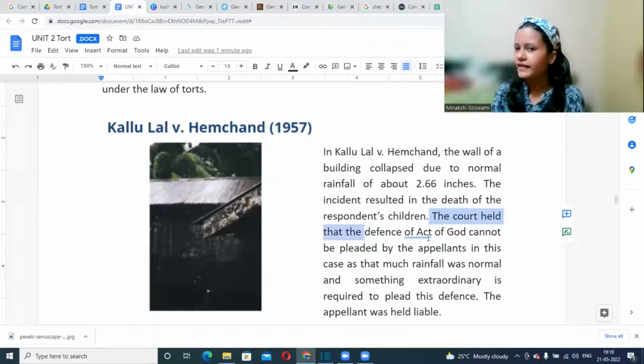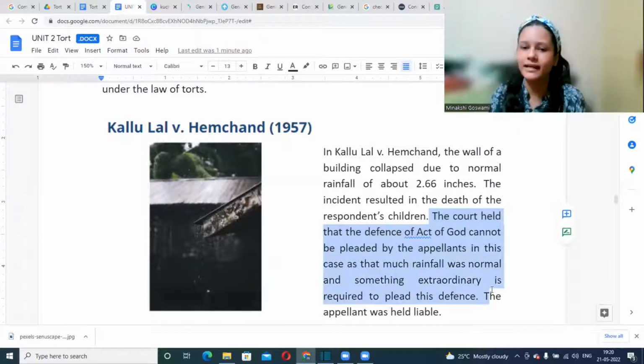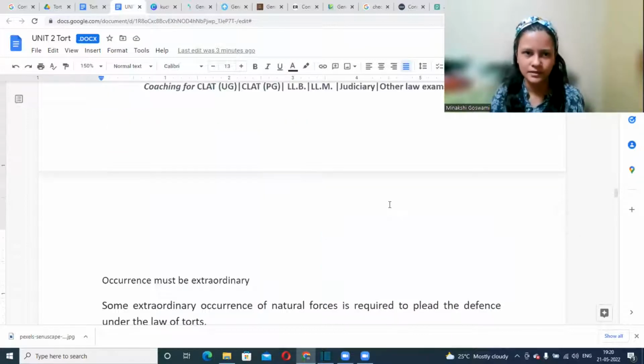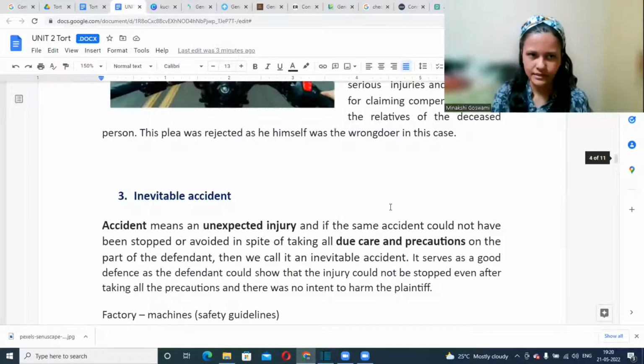The court held that the defense of act of God cannot be pleaded by the appellant in this case, as that much rainfall was normal, something you can expect, and something extraordinary is needed. If you can expect this much rainfall, you should have constructed it properly. You should not have constructed it in such bad quality that it just collapsed because of normal rainfall. So in such cases, for normal situations, you cannot say that it is act of God. It can be availed only when it is an extraordinary occurrence. Any doubts still here?